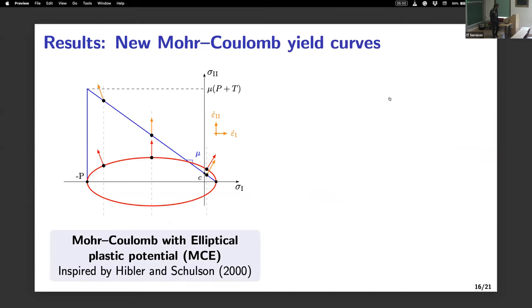So we inspired ourselves from a paper by Hibler and Schreyer in 2000, building a Mohr-Coulomb yield curve with an elliptical plastic potential, where we have a Mohr-Coulomb yield curve in blue and the plastic potential in red that defines a flow that varies continuously from divergence to convergence all along the Mohr-Coulomb line.